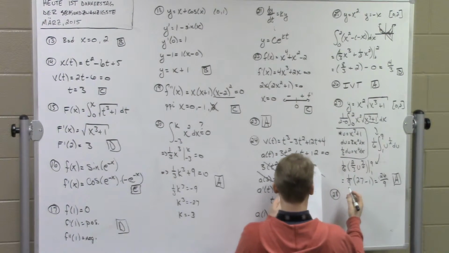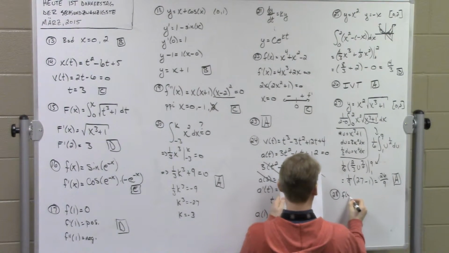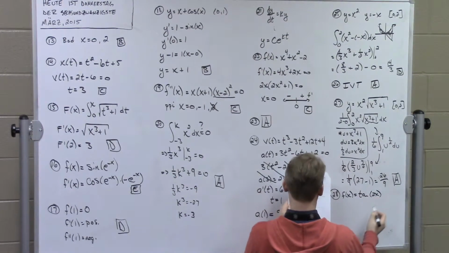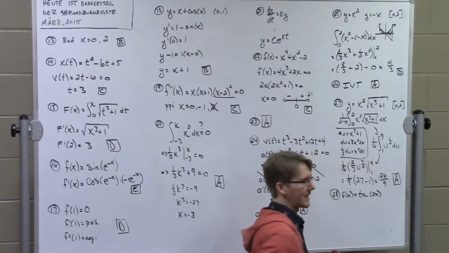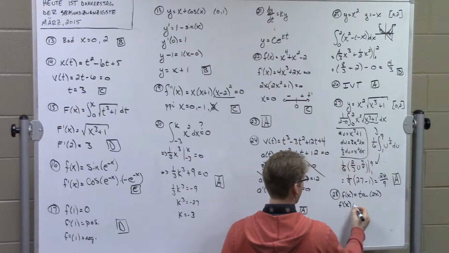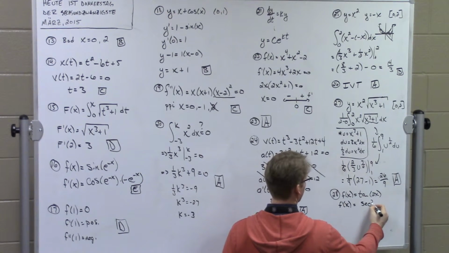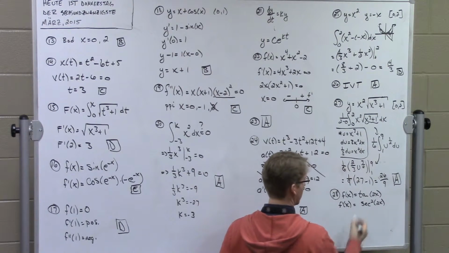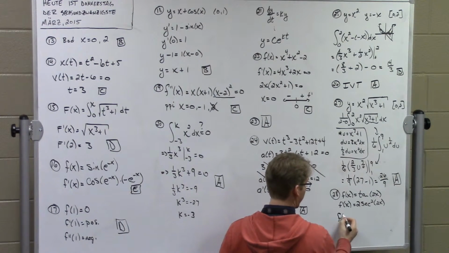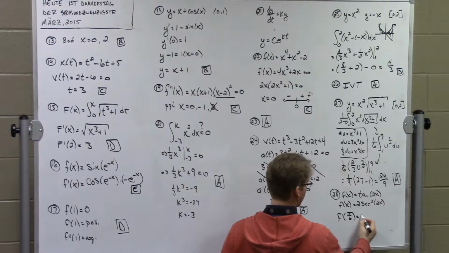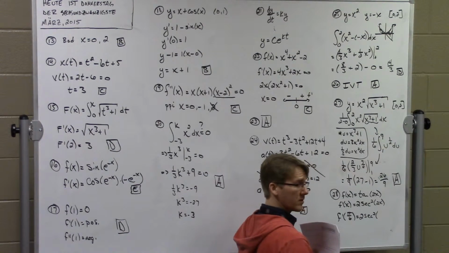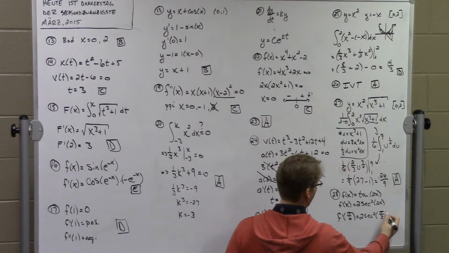Alright, we have 3. f of x is equal to tangent of 2x, and I want to know f prime of pi sixth. I need f prime first. What is f prime? Secant squared of 2x times 2, because of that little teeny tiny chain there. Good for remembering that. So f prime of pi sixth is going to be 2 times secant squared of pi thirds.